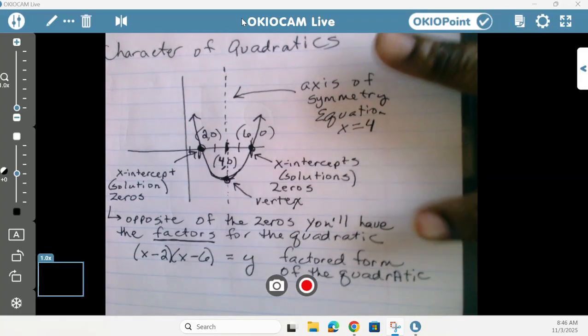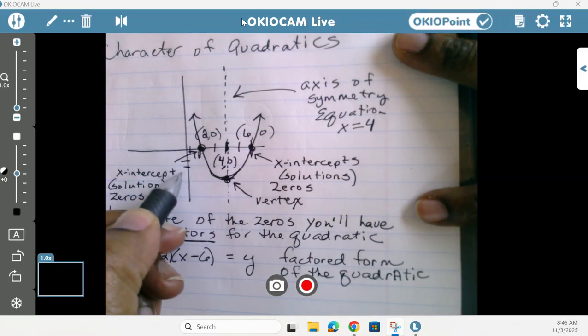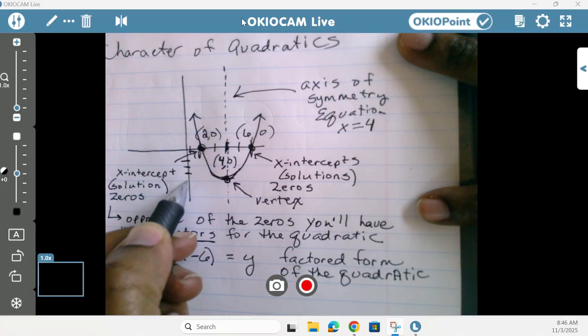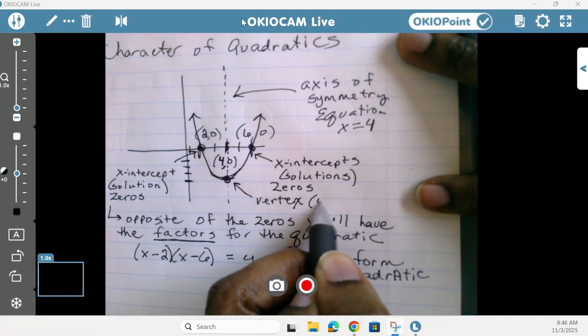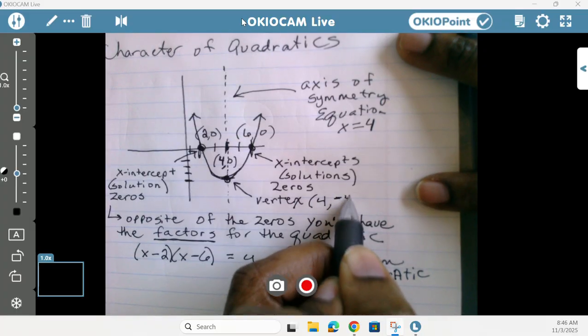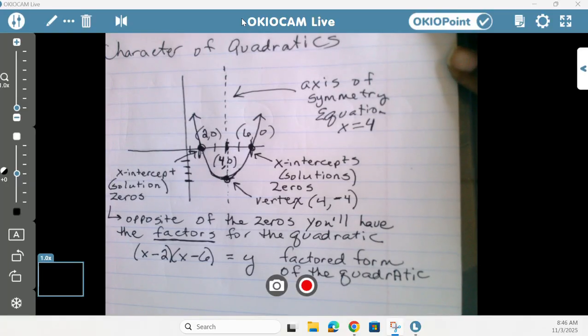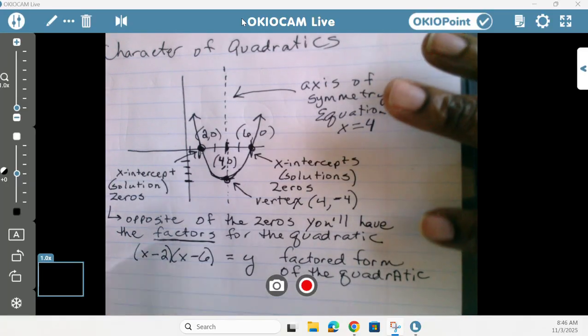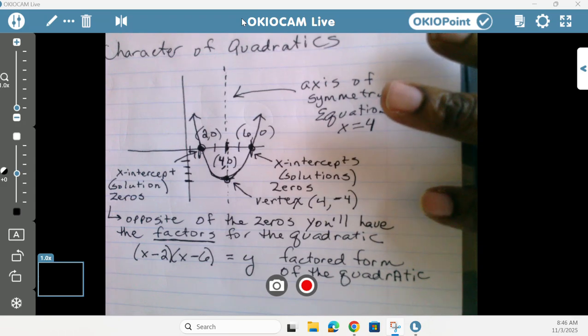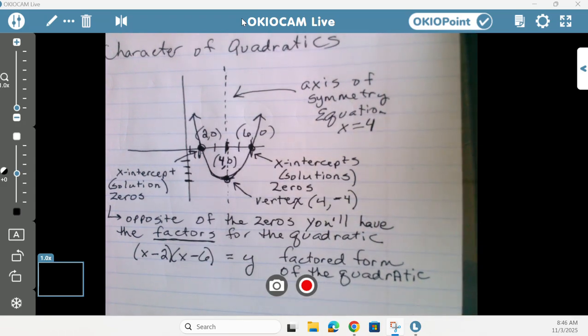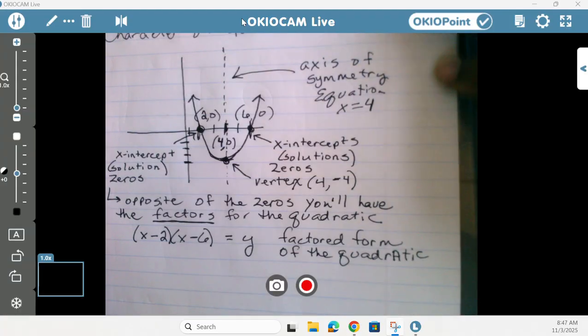Now, let's say that this vertex is at (4, -4). Put this vertex at (4, -4). The purpose of today's lesson is to be able to write the equation for the quadratic in vertex form. Let me see if I can teach you it real quick.